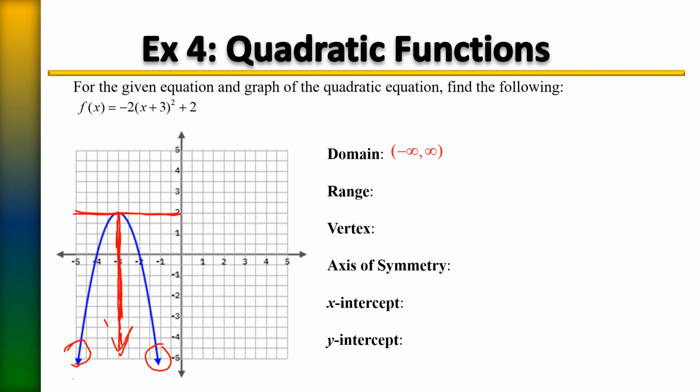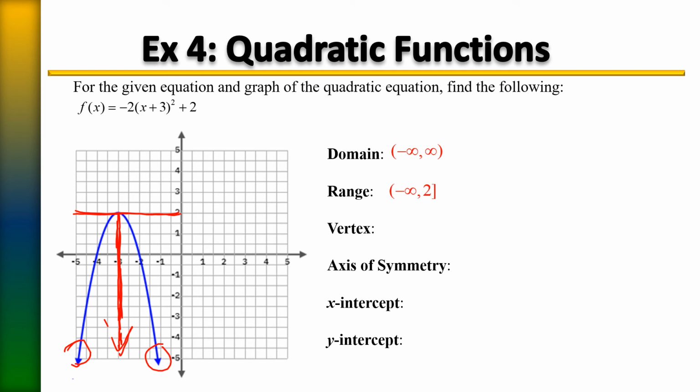And so how would we write that? Well, we would start with our smallest number first. So coming from negative infinity, you would go parentheses, negative infinity, comma, stop at 2, and we're going to use a bracket there at 2. So the range, again, is from negative infinity to 2.